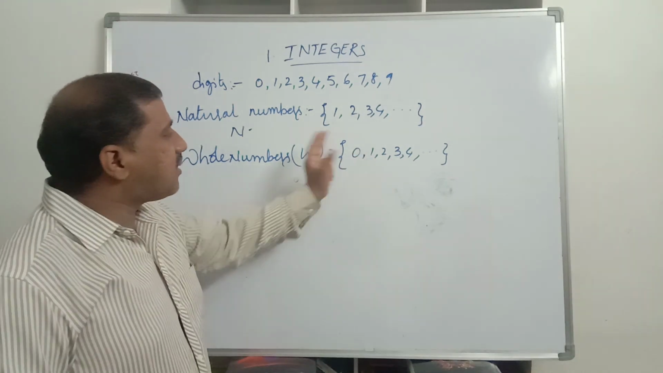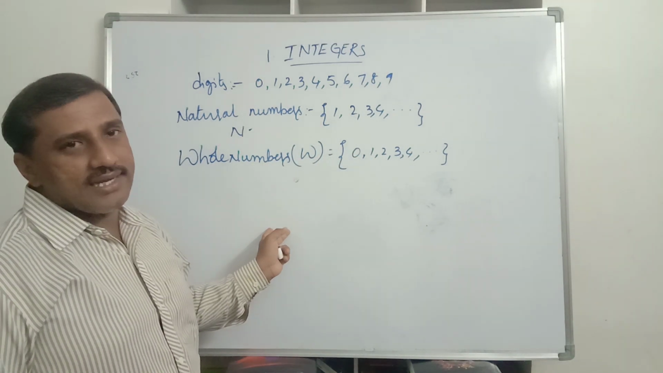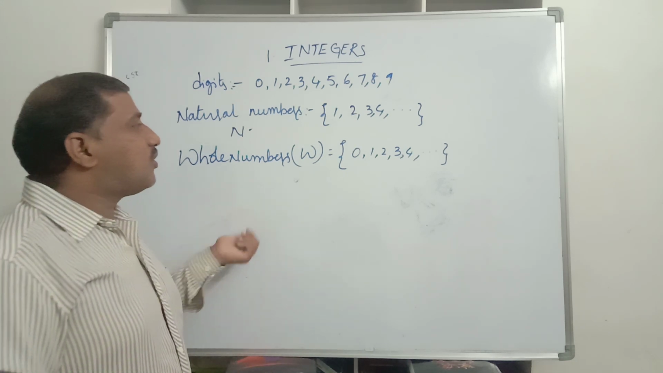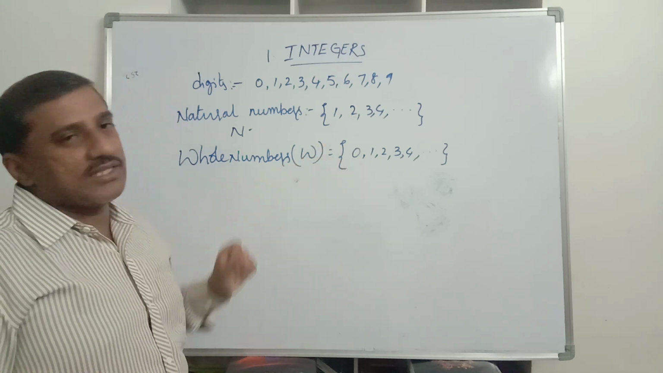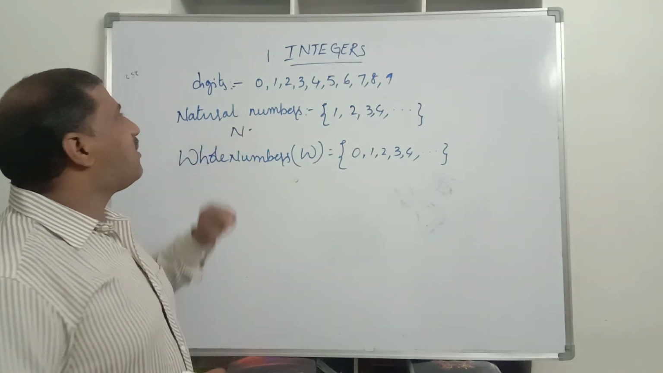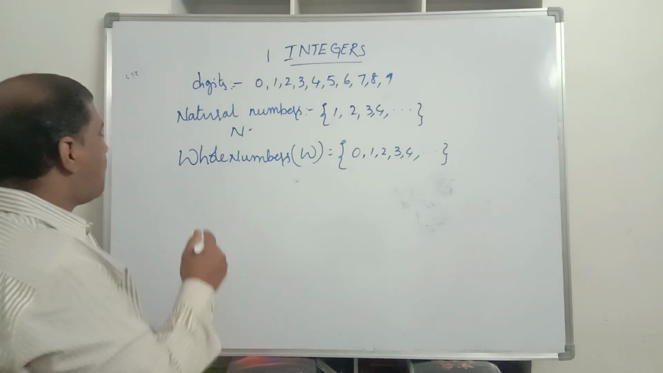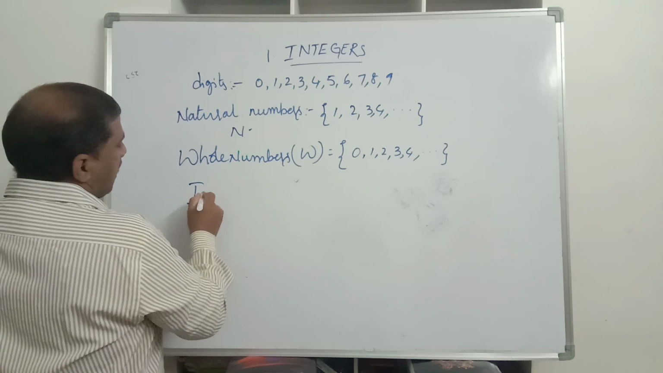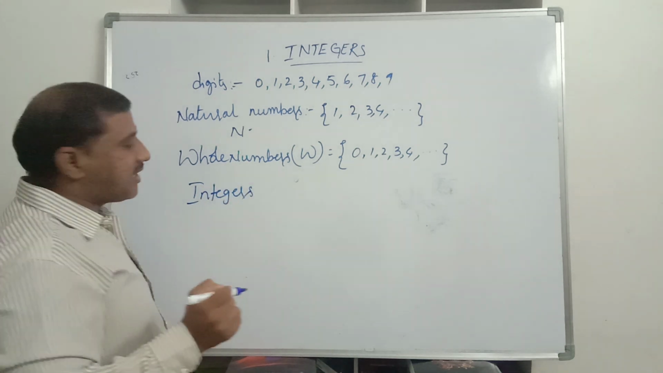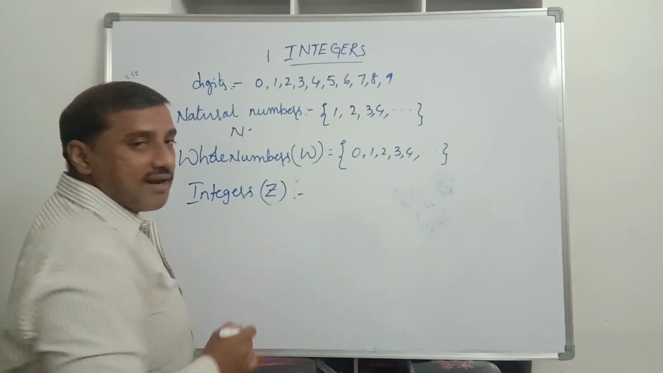Again, using the concept of predecessor, the predecessor of 0 is 0 minus 1, and we get negative values. Those negative values are included with the whole numbers, and a new set of numbers is formed. That new set of numbers is known as integers. Integers are also known as Zahlen numbers, which is why integers are represented with the letter Z.